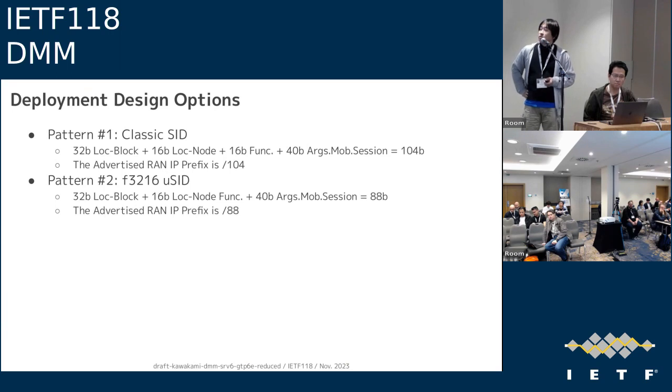Here are the deployment options. There are two patterns: using a classic SID, and using a micro SID with a format of 32 and 16. In the case of the classic SID, we use a 32-bit locator block, a 16-bit locator node, a 16-bit function, and 40 bits of Args.Mob.Session. So we need 104 bits, and the advertised prefix is /104. In the case of the micro SID, we use a 32-bit locator block and 16-bit locator node and function. Then we always need 40 bits for Args.Mob.Session, so we require 88 bits for the prefix of the gNodeB address, and the advertised IP prefix is /88.